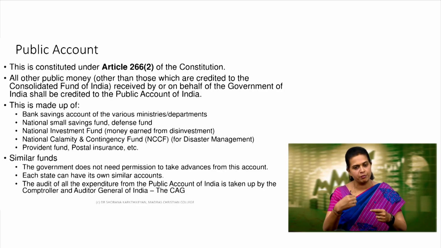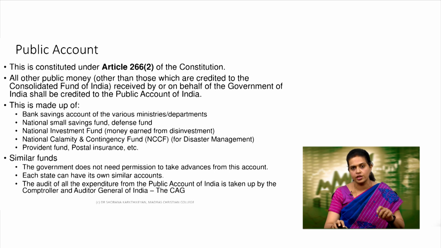So, we can understand that whenever the government acts as a custodian of your money and my money, for example, we are going to park our money with the National Savings, Small Savings Fund, or the Defence Fund, or any bank savings that we have under various ministries or departments, or for example, National Investment Fund, or National Calamity and Contingency Fund, or Provident Fund, Postal Insurance Fund. All of this money goes into the public account.